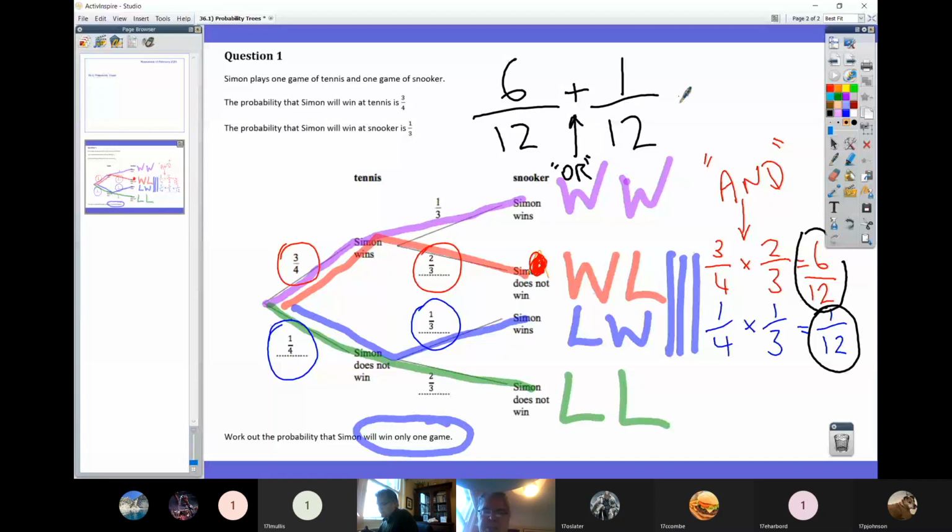Now, remember to add fractions together, first of all, you need to have a common denominator. You need to have the same number on the bottom. With probability trees, you will always have the same number on the bottom, provided you don't start simplifying as you're doing the bit on the right. So that's a good reason not to simplify that 6/12 to a half. Keep them unsimplified. So I do have that common denominator of 12. I simply just have to add my numerators, add the top numbers. 6 add 1 is 7, and that's my final answer. The probability that he wins only one game is 7/12.